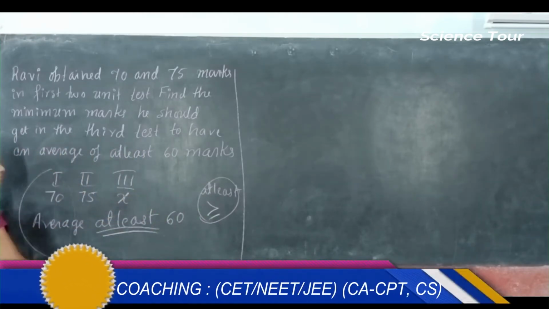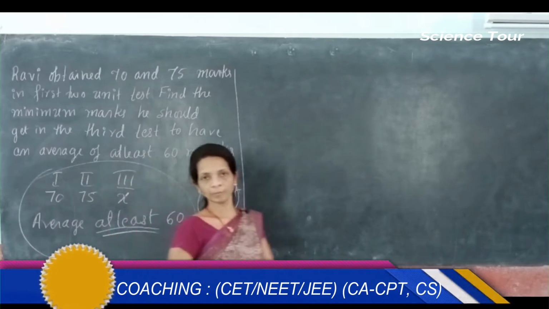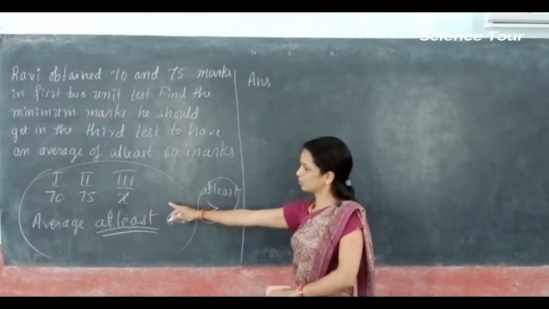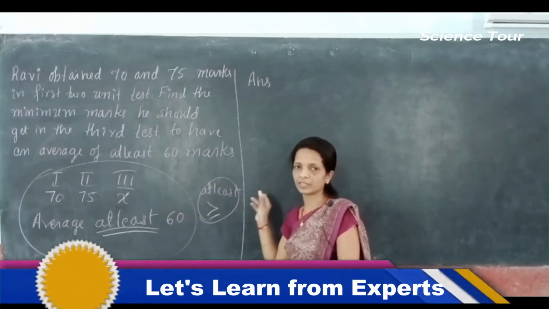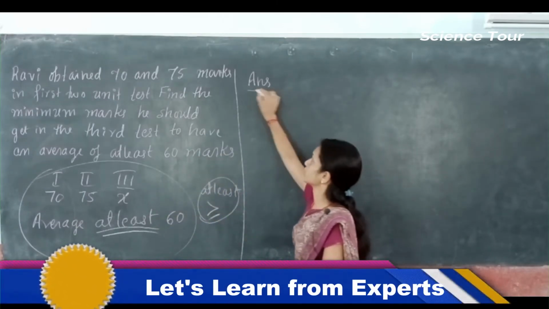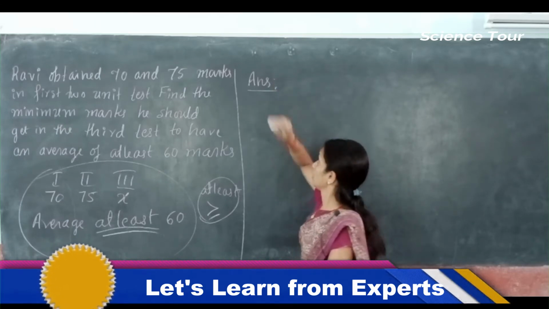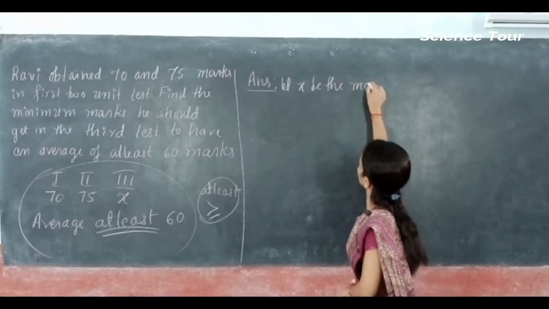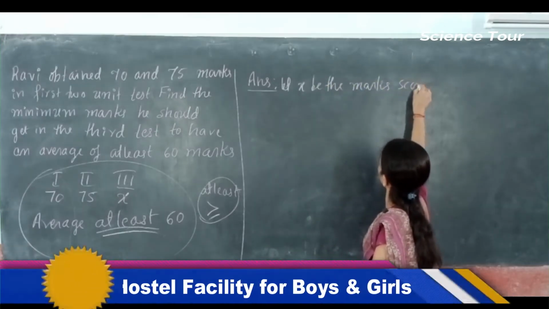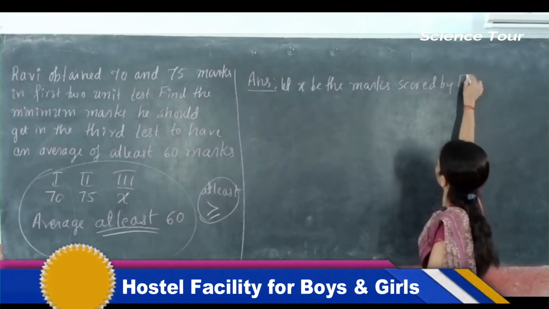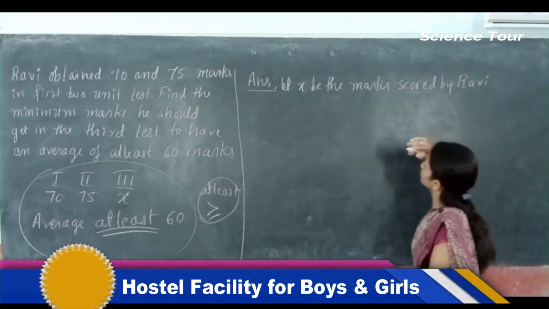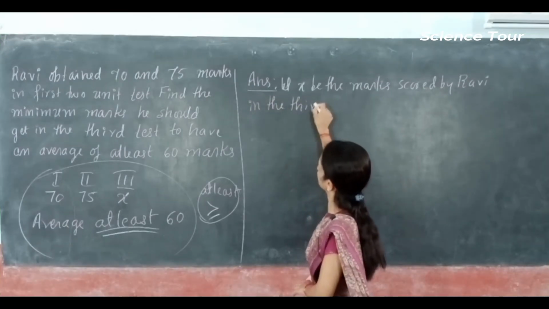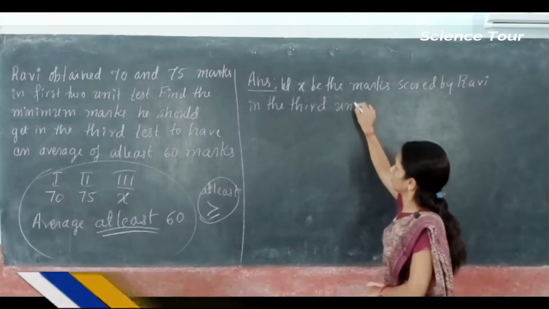In the answer part you start like this. These are all rough steps; if you want, you can write them in pencil inside your notes. The actual answer is like this: let x be the marks scored by Ravi in the third unit test.